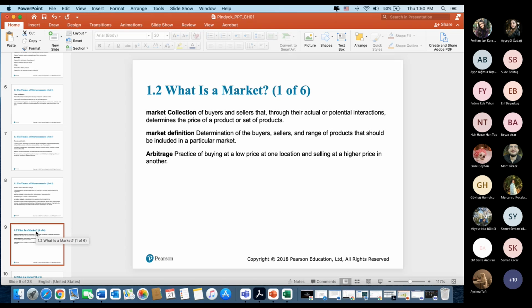And arbitrage is the practice of buying at a low price at one location, and selling at a higher price in another. So that means we are buying, and you can provide an example. Suppose China is producing very cheap products, right? Especially before the pandemic, most of the countries were getting many things from China, and many companies were getting from there and selling to other countries. Therefore, they are making arbitrage. They are buying at a lower price at one location and selling at a higher price in another location. Is that okay?